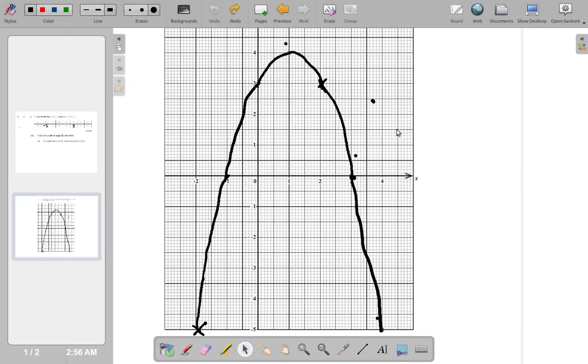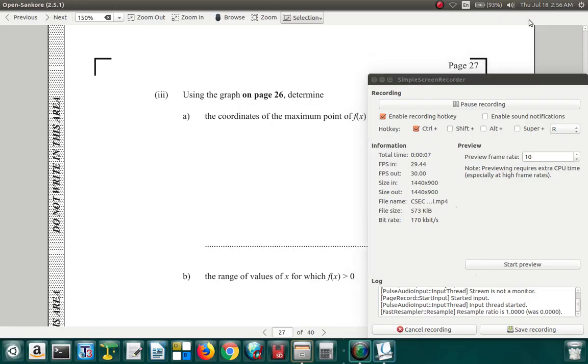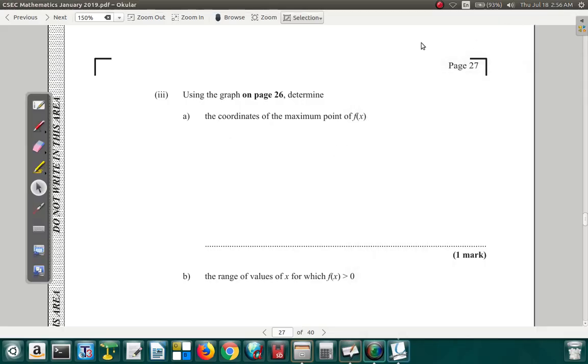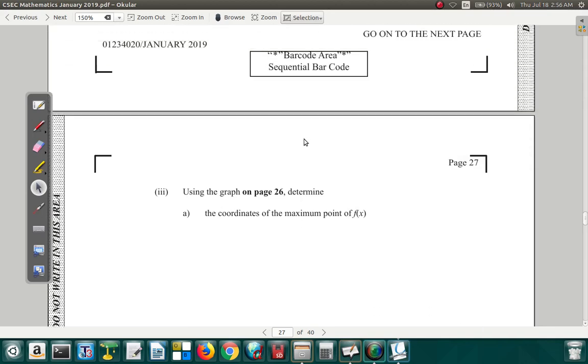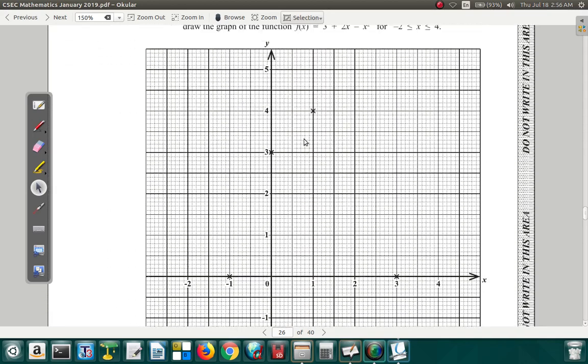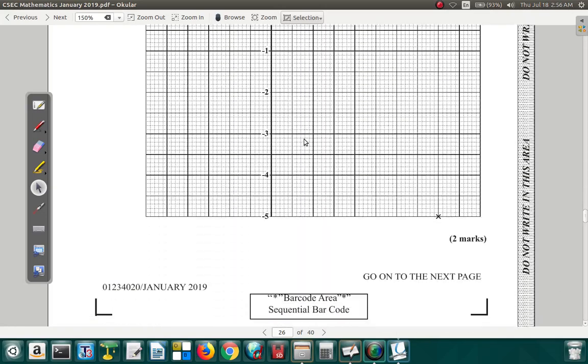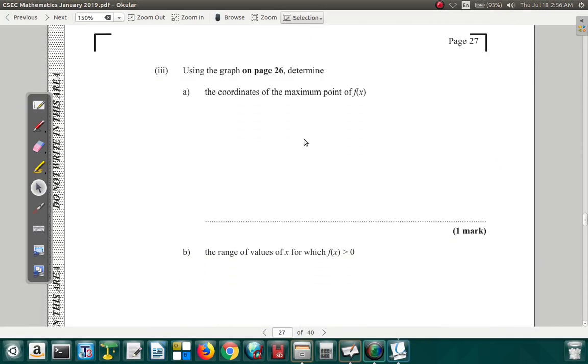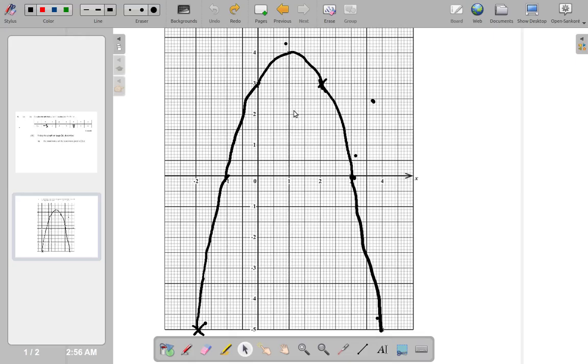Okay, now let's continue question 8 here. After plotting the graph, they say using the graph on page 26, determine the coordinates of the maximum point of f of x. The coordinates of the maximum point. What you're going to do is look at the highest point up here and see where it is.